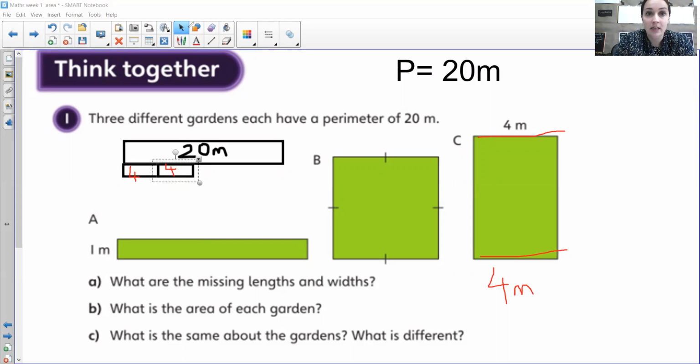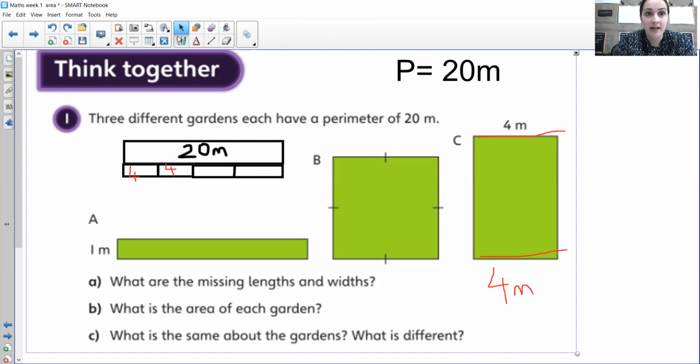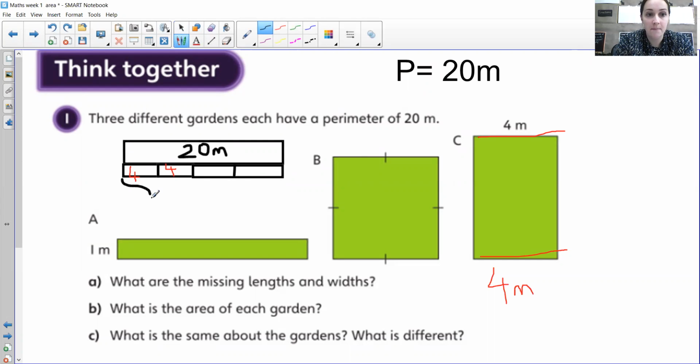I now need to have 2 more equal parts here. So I'm going to draw it and then cut it in half. That then all together, add up together to make 20. Sorry, this isn't the most accurate, but hopefully you understand where I'm going with it. So I know that 2 of the lengths together have a perimeter of 8 meters.